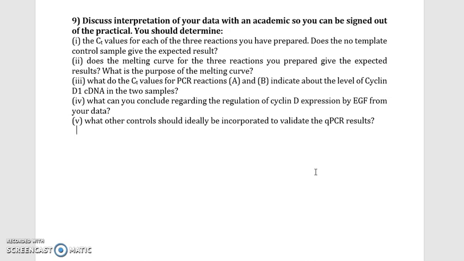We could also do a no reverse transcriptase control. This would be where we use our mRNA and we essentially don't make any cDNA, because DNA polymerase can't use an RNA template to make copies of DNA. So essentially, if we use no reverse transcriptase, then we don't get any cDNA for PCR, so there will be no amplification.